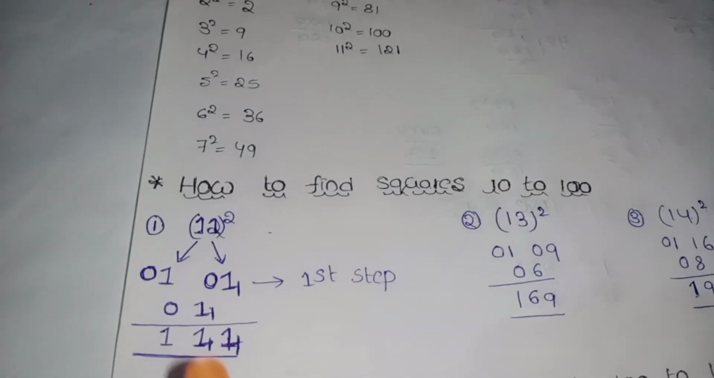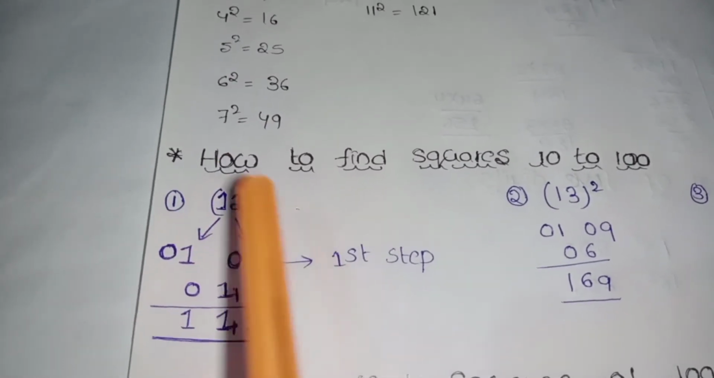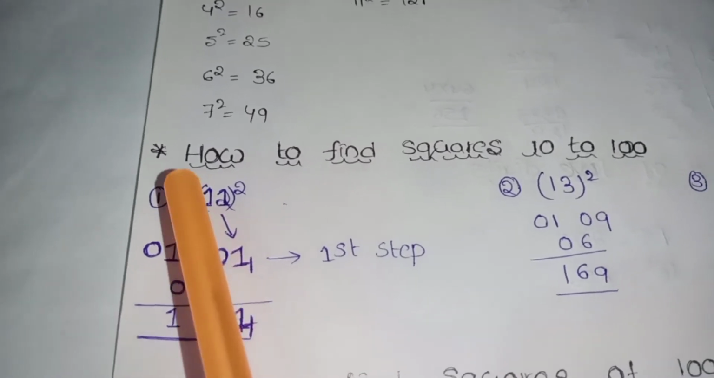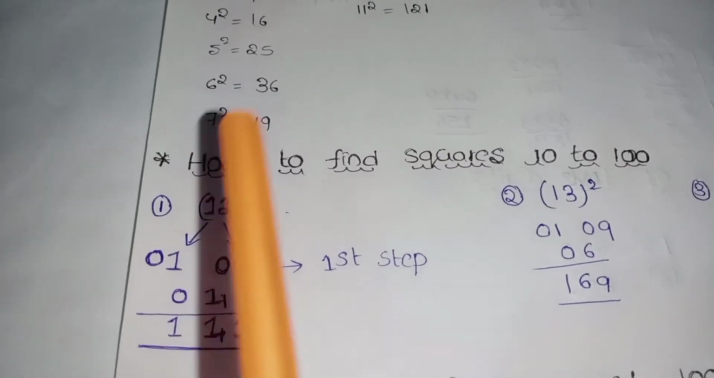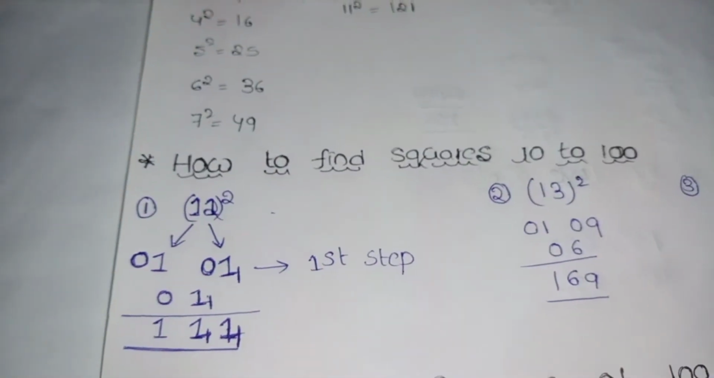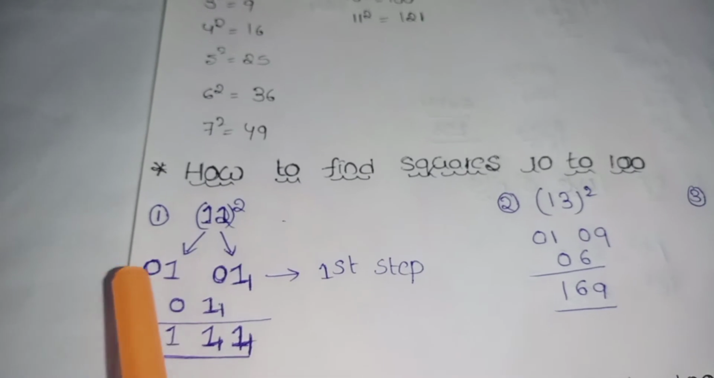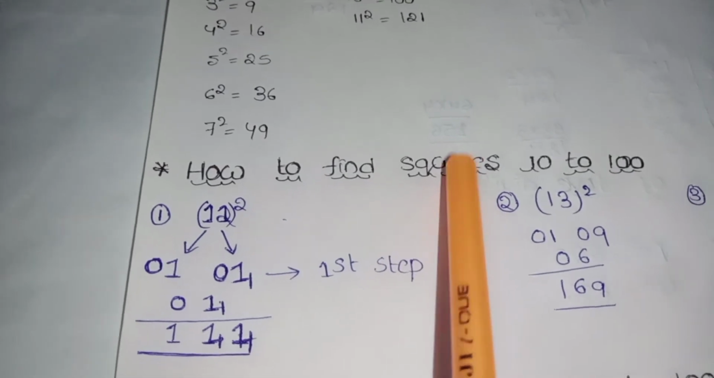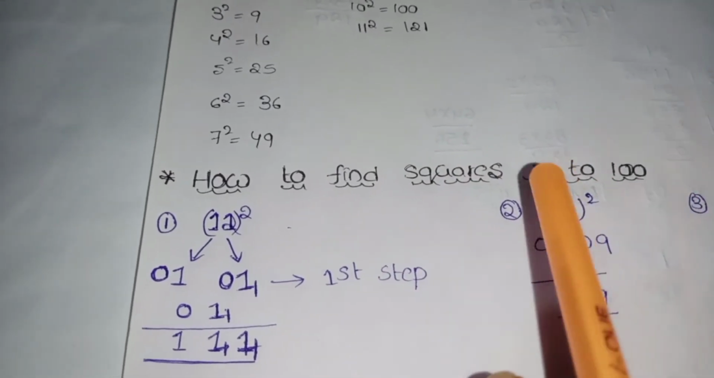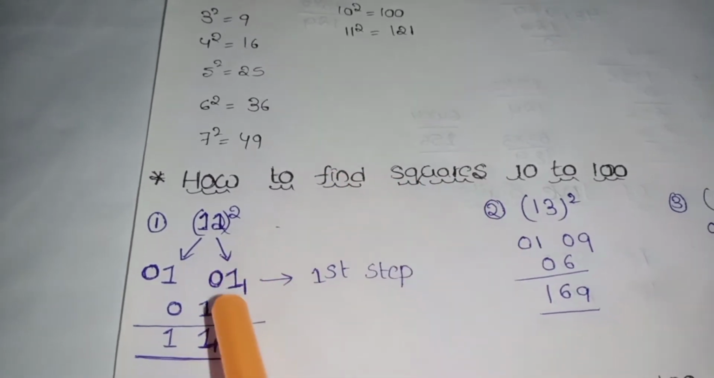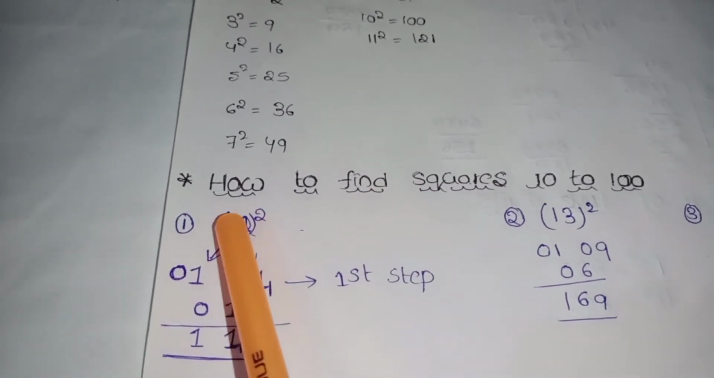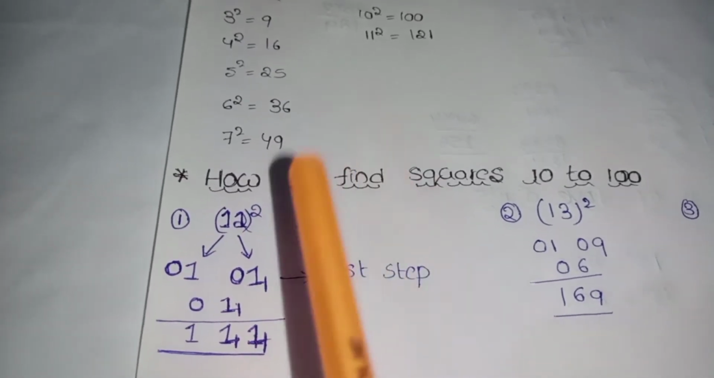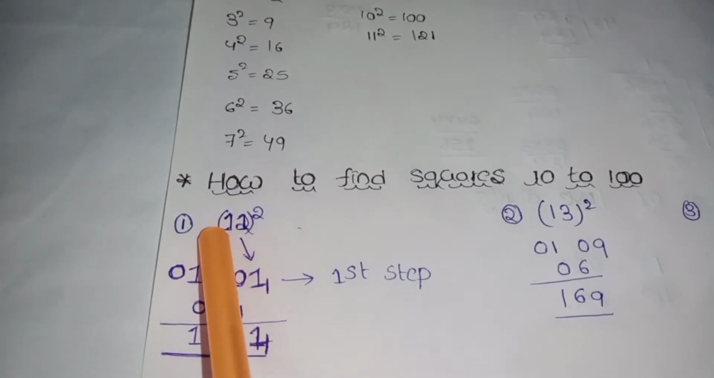First number, I take 12 square. First, you have to do 1 square. 1 square means 1. 1 is a single digit, but I need double digit. How to write 1 in double digit? 1 in double digit is 0, 1. And 2 square means 4. 4 is a single digit, I need double digit, so how to write 4 in double digit? 0, 4. First, you square this number and write in double digit, and you square this number and write in double digit. And next, you have to multiply this number into this number.